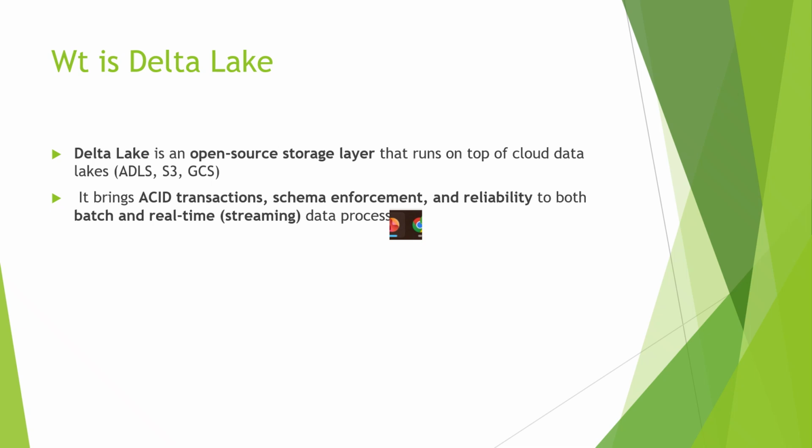Whenever we perform any kind of DML operation on this Delta table, for every change, whether insert, update, delete, or any schema change, it will record it as a JSON file in the delta log folder. It is stored in the delta log folder to track the transactions.